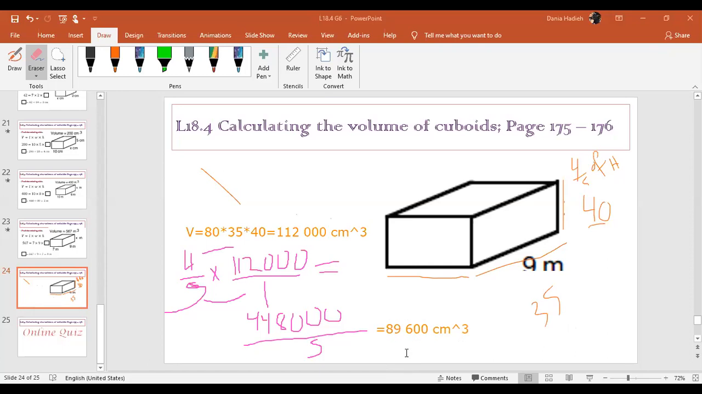Now I will do the same. The 89,600, I'm going to write it here. 89,600 centimeter cubed is equivalent to 89,600 gram, and this one is equivalent to 89.6 kilogram. And I'm done. You solve the question that is in the practice book the same way. I'm not going to solve it now. Do you have a question regarding this?